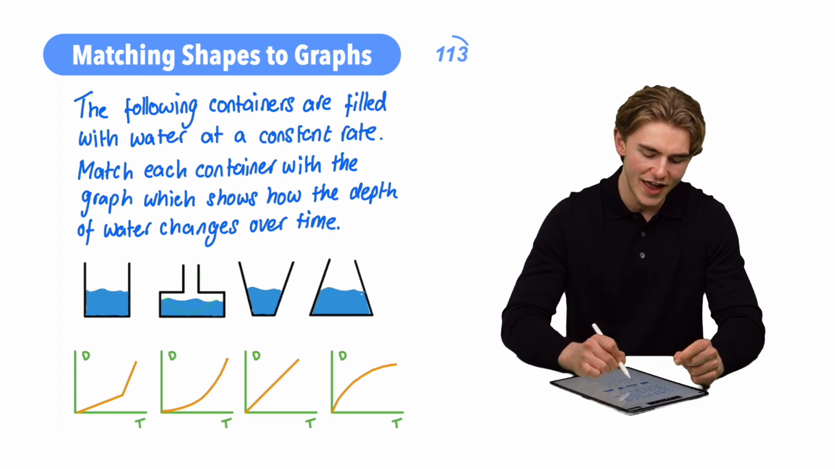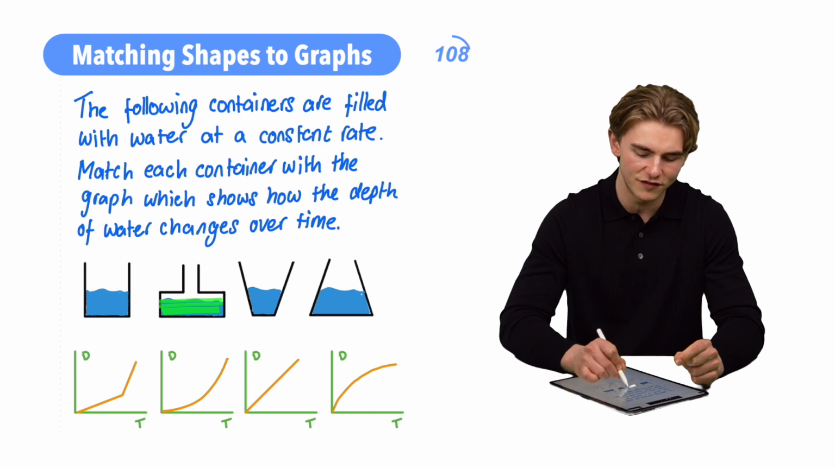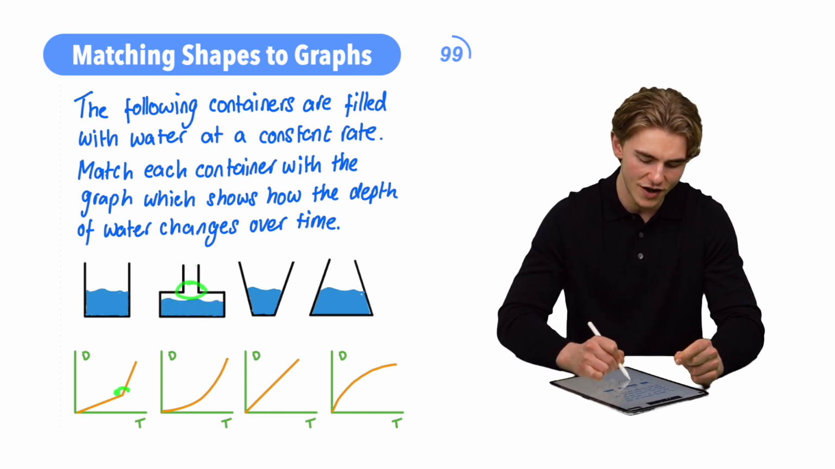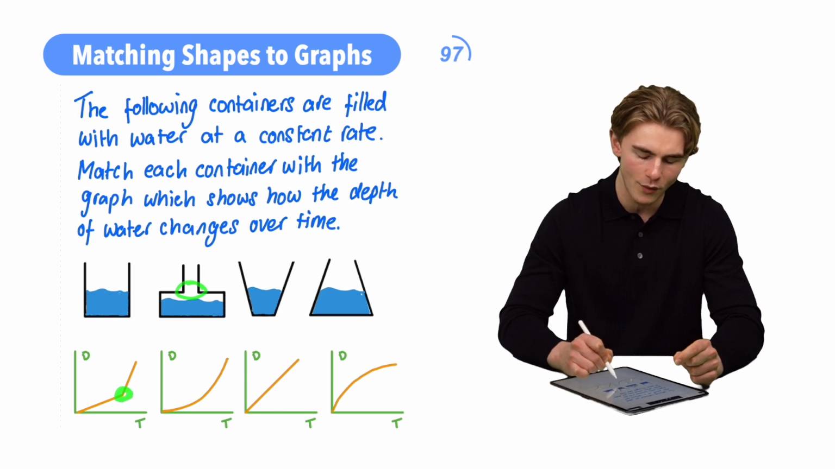Why is that? That's because initially we have a very wide base, which means that the depth of water in the container is going to fill slowly, but then suddenly it gets a lot narrower, and that means that the depth of water is going to start increasing faster. So when the water gets to this point, it's going to be associated with this point down here on the graph.